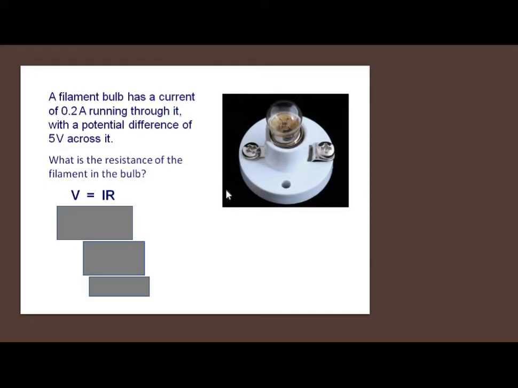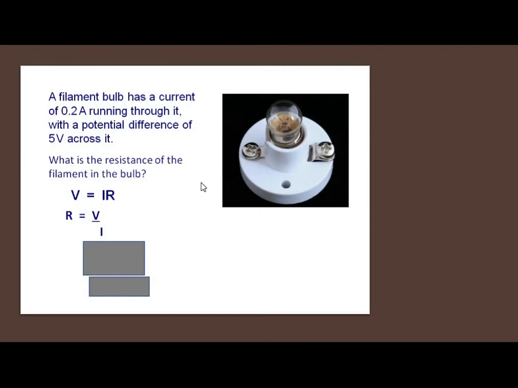Okay, let's have a look at an example question. A filament bulb has a current of 0.2 amps running through it with a potential difference of 5 volts across it. What is the resistance of the filament in the bulb? This filament here. So we write down our equation. We're being asked, however, to find out resistance, so we are rearranging the equation to find R equals V divided by I.